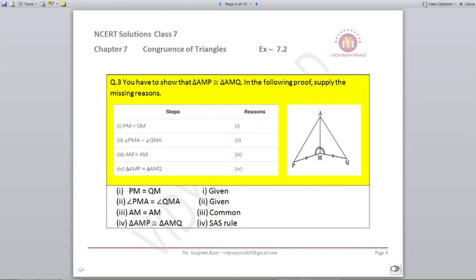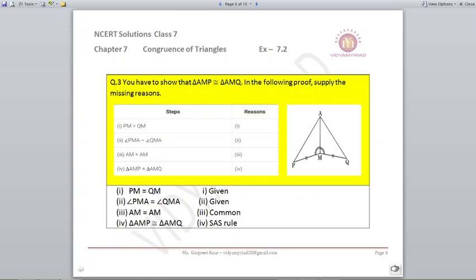Question number 3. You have to show that triangle AMP is congruent to triangle AMQ. In the following proofs, supply the missing reasons. Now, answers are given to you, steps are given. You have to give the reason why they are equal. Now, here you are given PM is equal to QM. It is already given to us in the figure.